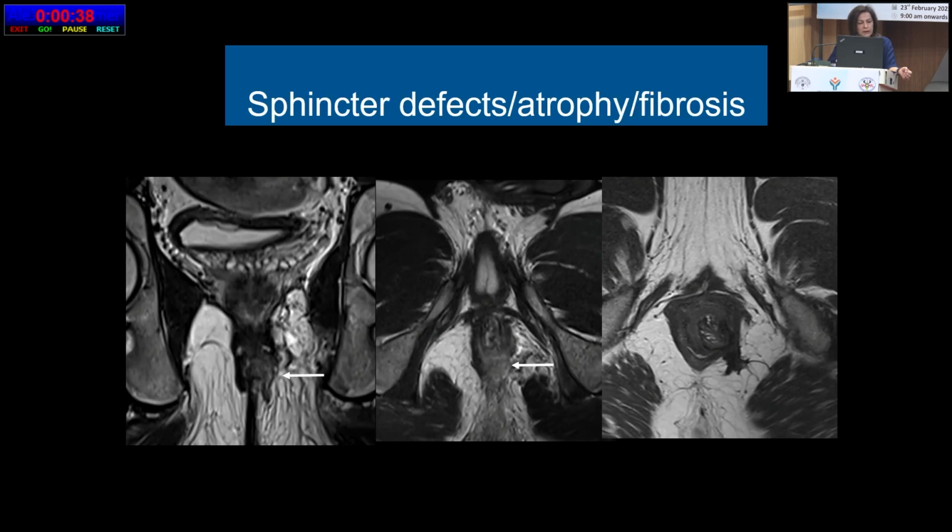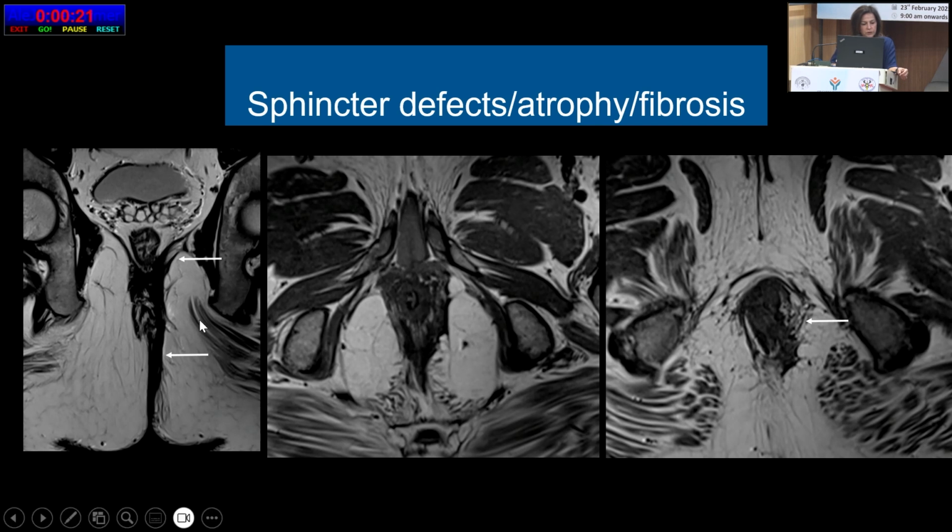The sphincter anatomy is also excellently delineated on MR, whether there's any atrophy, fibrosis, defect. You can see a defect here in the external sphincter. What is the length of the defect? Is there any associated fibrosis? That is excellently shown. Another case showing you a fibrous tract going right up to the levator on the left side.